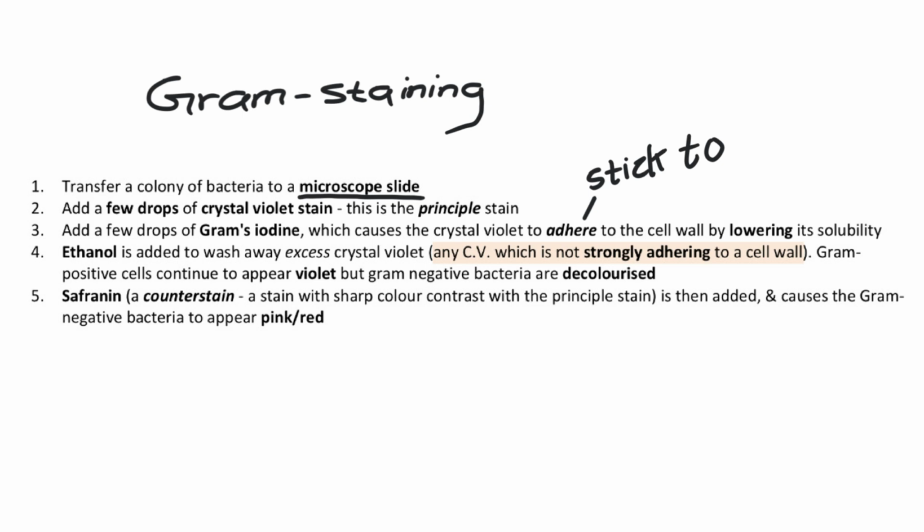But in gram-positive bacteria, where the peptidoglycan layer is very thick, it is able to much more strongly hold on to the crystal violet and resist it being washed away by the excess ethanol. So this is why after you wash the bacterial colony with ethanol, you will notice that gram-positive cells continue to appear violet, whereas gram-negative bacteria are decolorized because they have lost the crystal violet stain because of their thin cell wall. And then finally, you add a counter stain, which in this case is safranin. A counter stain, as I mentioned here, is a stain with sharp color contrast with the principal stain. Safranin is then added and causes the gram-negative bacteria to appear pink-red. And this is the mode of distinguishing between gram-positive and gram-negative bacteria.